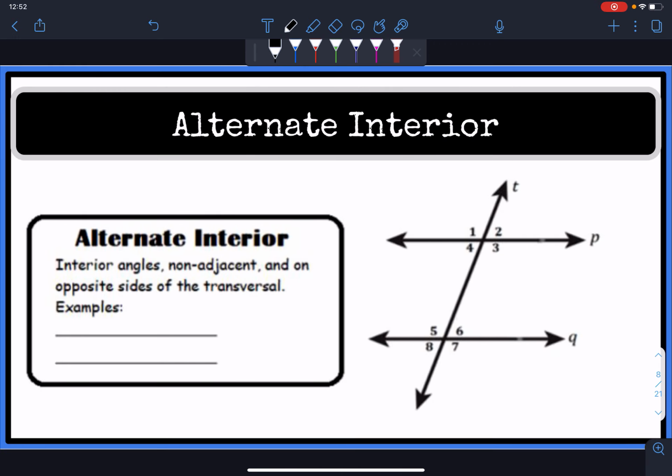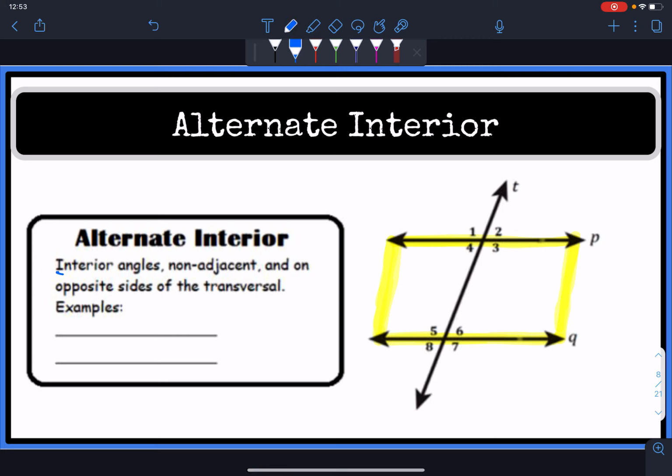The next set of angles that we're going to discuss here are the alternate interior angles. Now, alternate interior angles are going to be the interior angles that are non-adjacent, in other words, are on opposite sides of the transversal. So here you need to rely on understanding what is considered to be on the outside and on the inside. So the outside is going to be the angles that are not in between the two parallel lines. So interior refers to in between the two parallel lines.